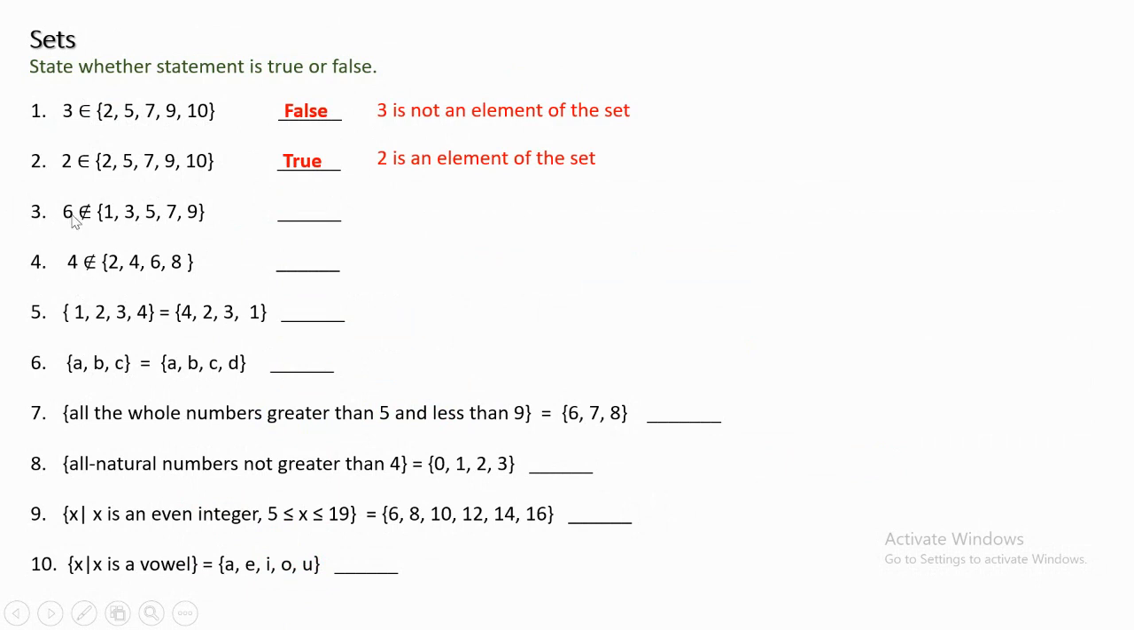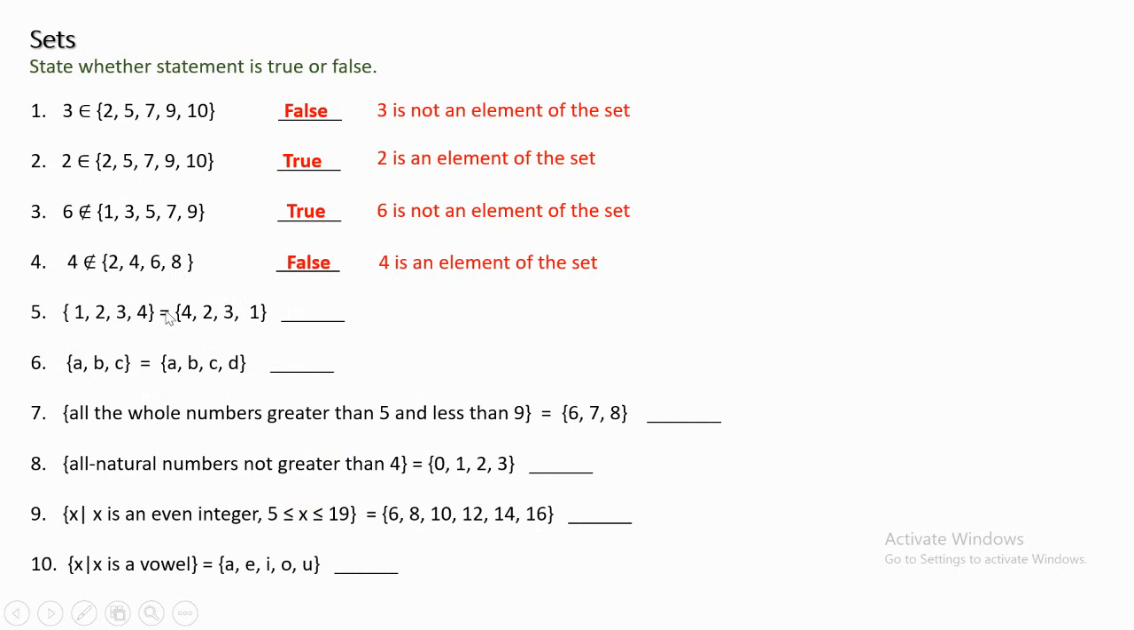Number 3, 6 is not an element of the set 1, 3, 5, 7, 9. This is also true because 6 is not in the set. Number 4, 4 is not an element of the set 2, 4, 6, 8. This right here is false, right? Because 4 is inside the set. So 4 is an element of the set.